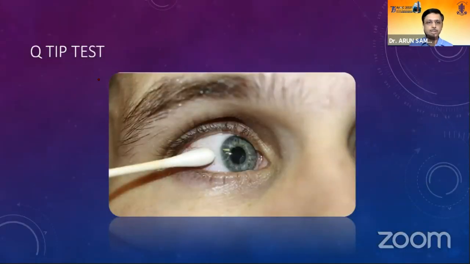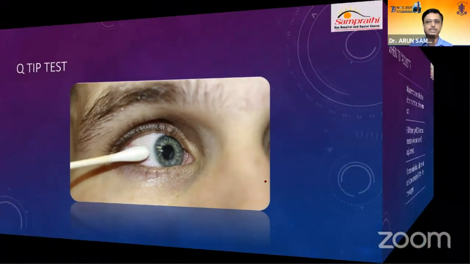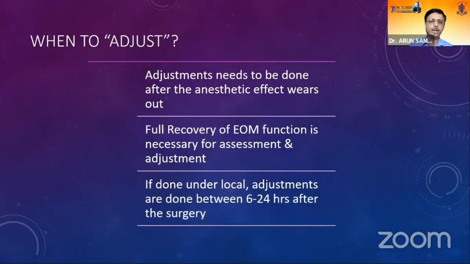A simple test called the Q-tip test is a very good test to assess whether the patient will be able to tolerate the pain or not. Just on the unanesthetized conjunctiva, take an earbud and gently touch the conjunctiva. If the patient can tolerate this, then probably he'll be able to cooperate for your adjustable suture surgeries.